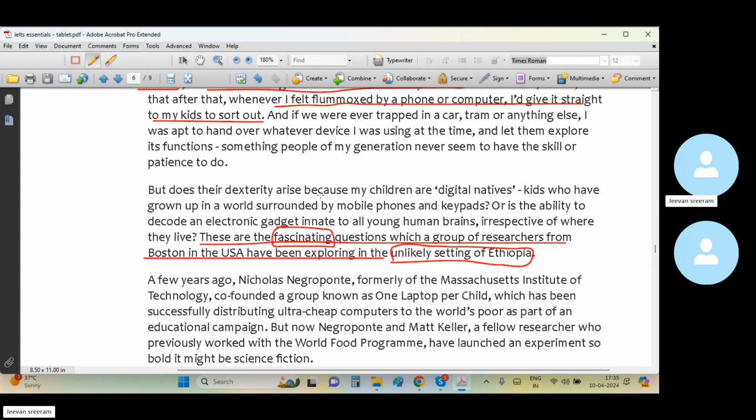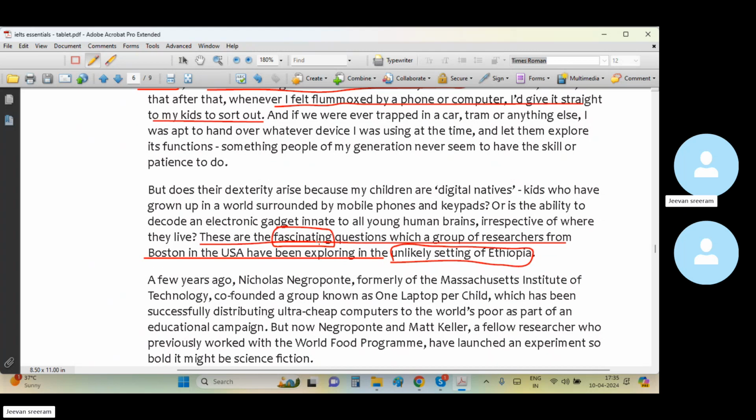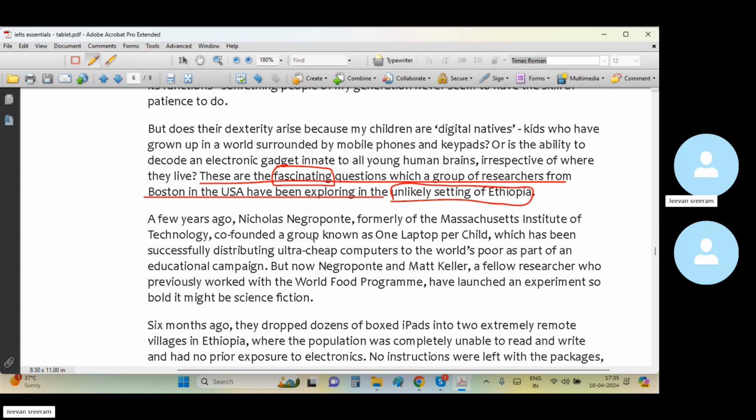But does the dexterity arise because my children are digital natives, kids who have grown up in a world surrounded by mobile phones and keypads? Is the ability to decode an electronic gadget natural to all young humans, irrespective of where they live? These are the fascinating questions which a group of researchers from Boston, USA have been exploring in an unlikely setting. It's actually about whether the organizers of the project are really ambitious or not.